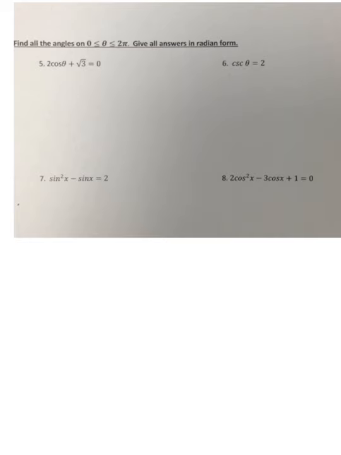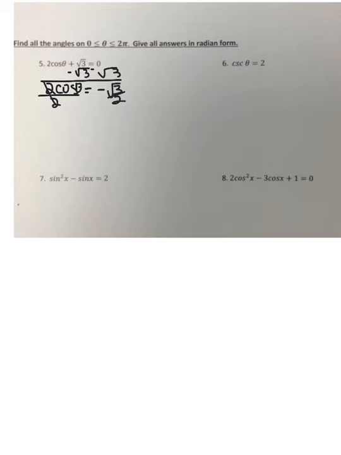We're going to solve for cosine. So I'm going to bring this radical 3 over by subtracting it. And I'm going to get 2 cosine theta equals negative radical 3, and then divide out that 2. All right, so this is asking what angle has a cosine that's negative radical 3 over 2.